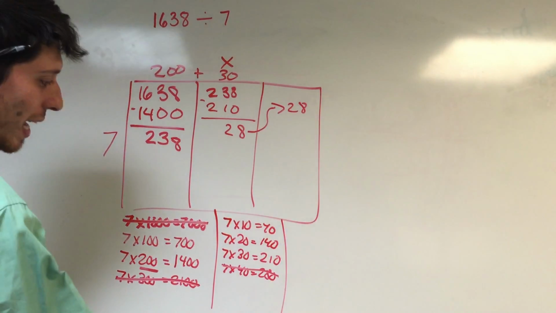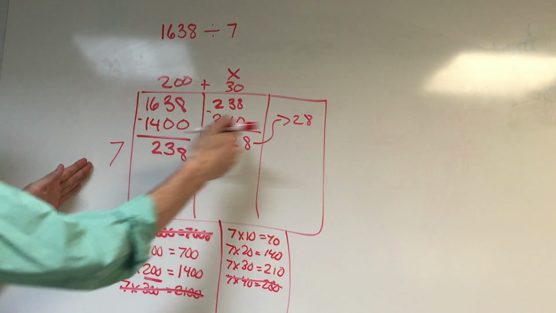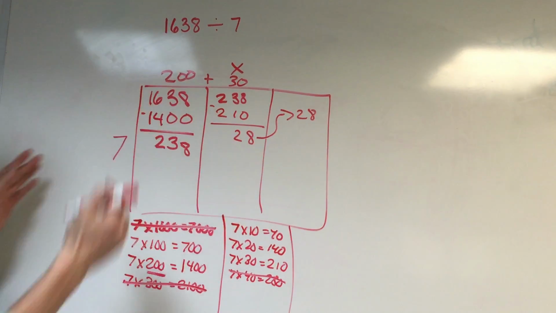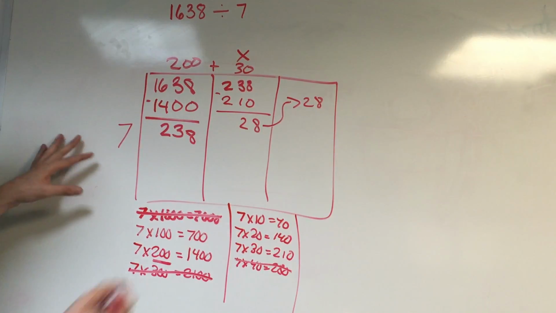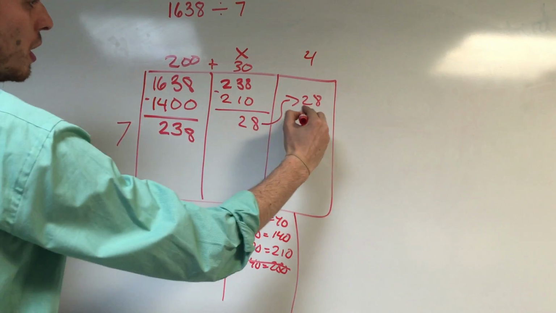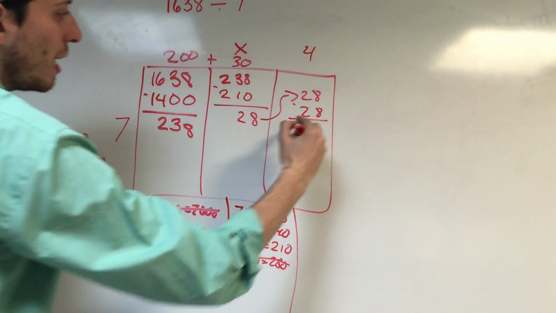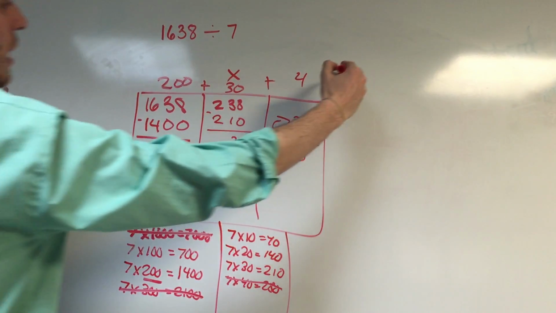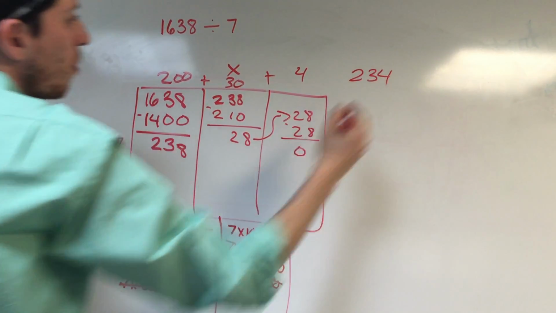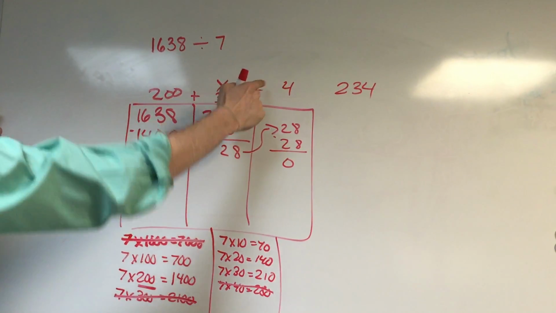Again, I'm going to do my last step. I'm trying to figure out how many times 7 goes into 28. These are my separate areas. 7 times what equals 28? I know 7 times 4 equals 28. Now I subtract it again. I'm left with 0, which means that this whole side is 234 because I had expanded form 230 plus 4.